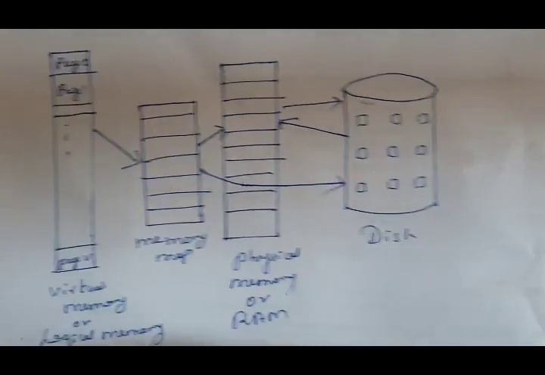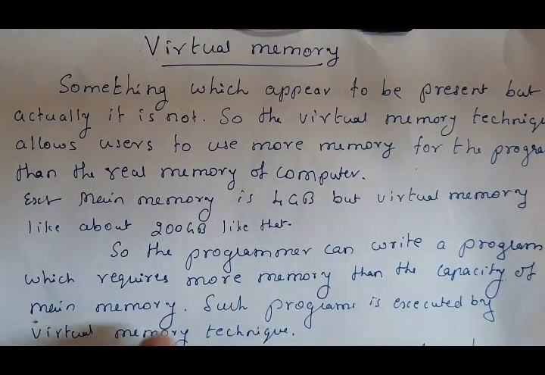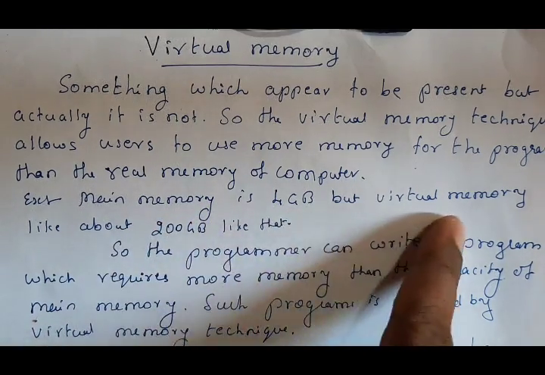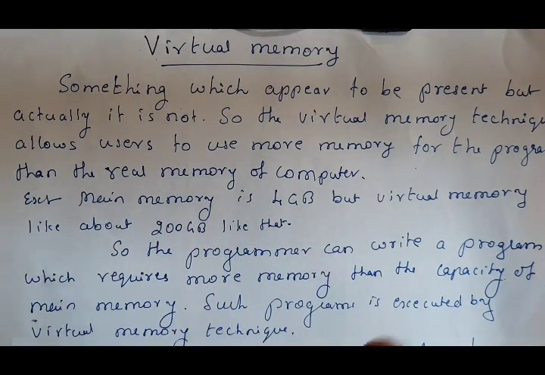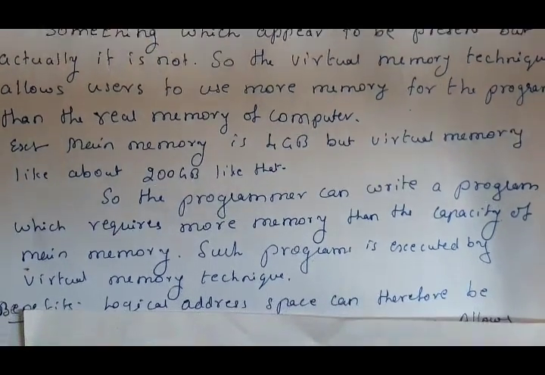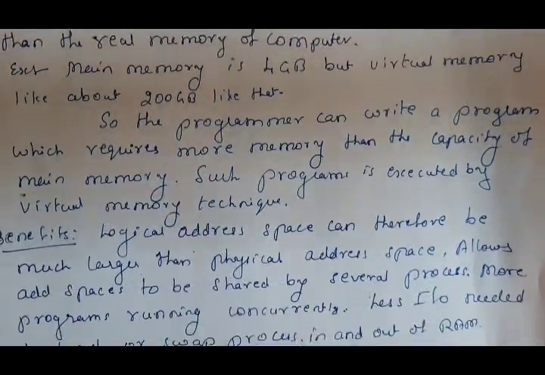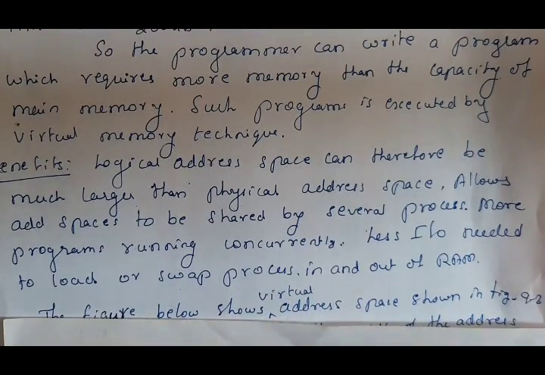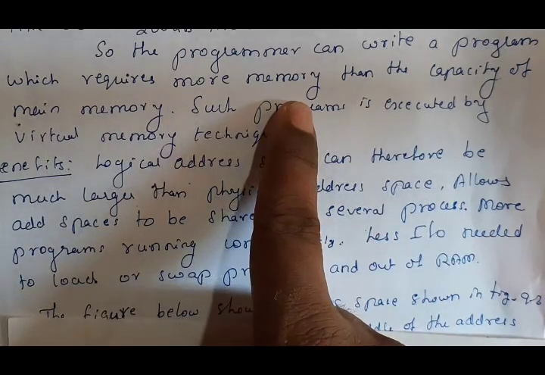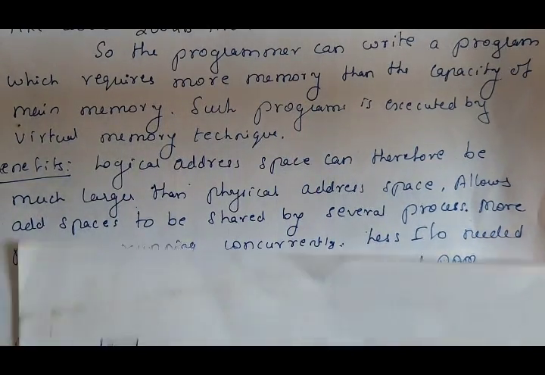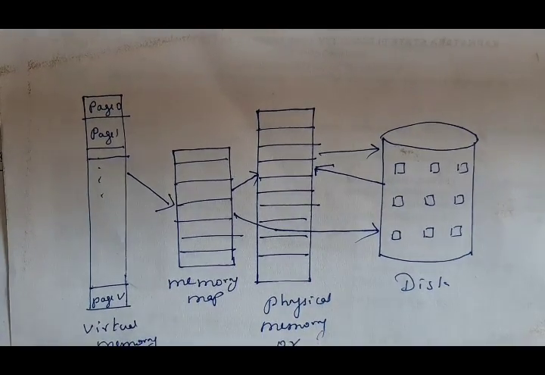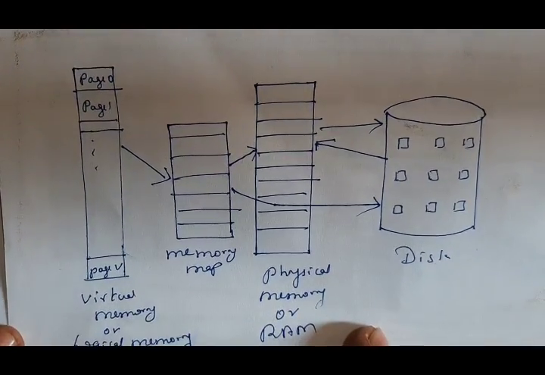See here, the main memory is 4 GB, but virtual memory is like 200 or 500 GB, depending upon the user. So the programmer can write a program which requires more memory than the capacity of the main memory. If the capacity of main memory is 4 GB, that is not sufficient when the programmer wants more memory.